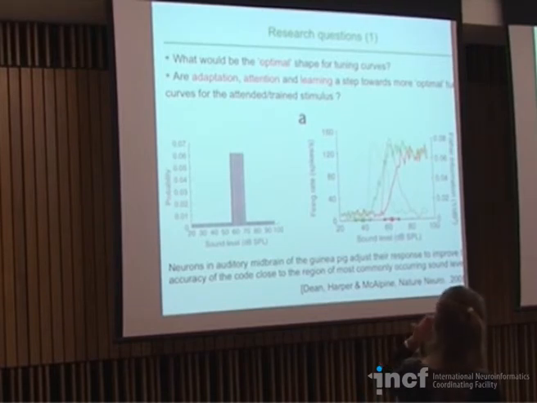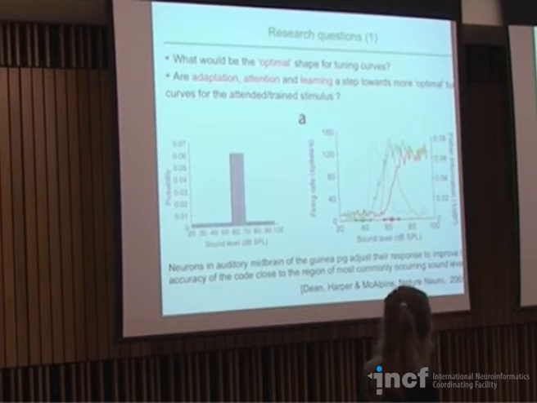Fisher information. And a lot of people have done the same kind of exercise for attention and learning. So this is a tool that is widely spread.